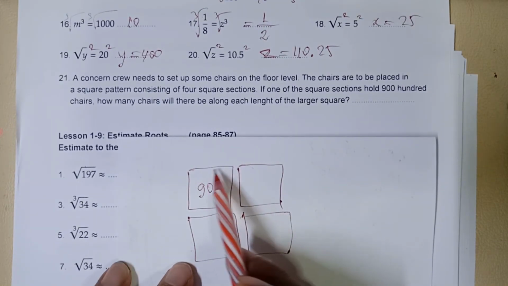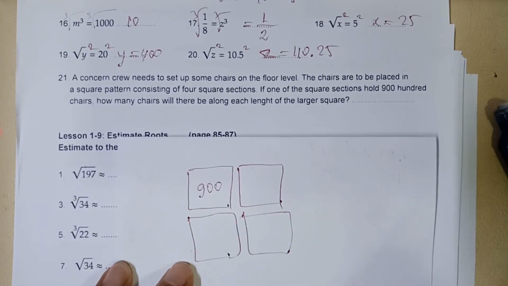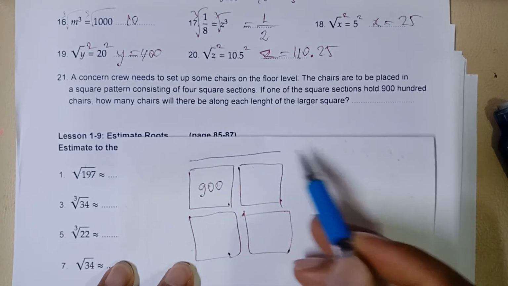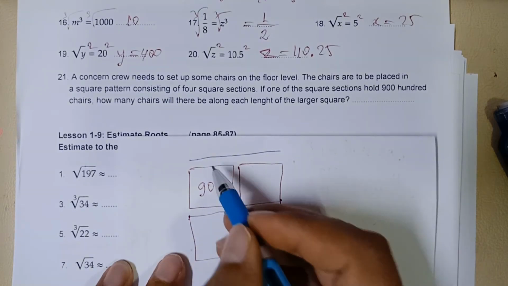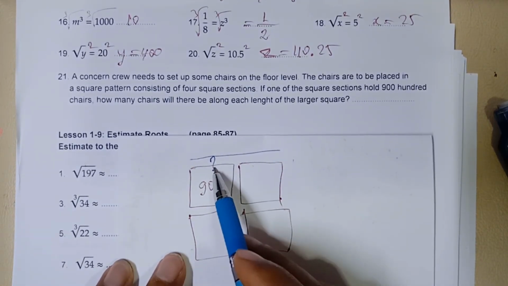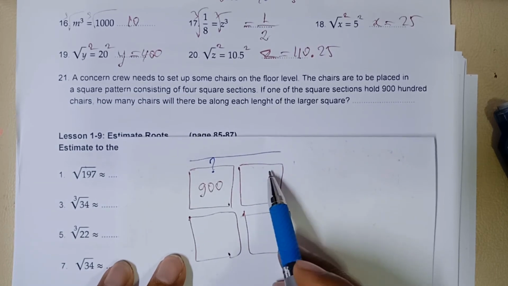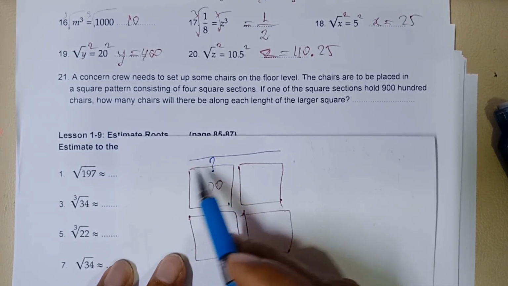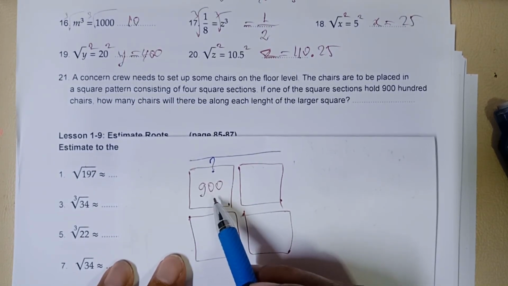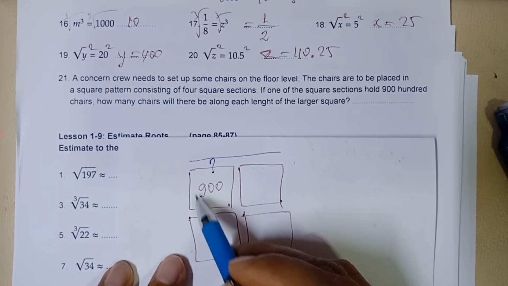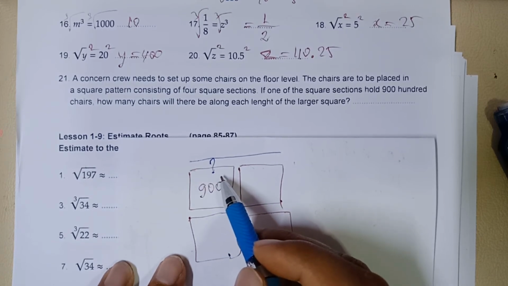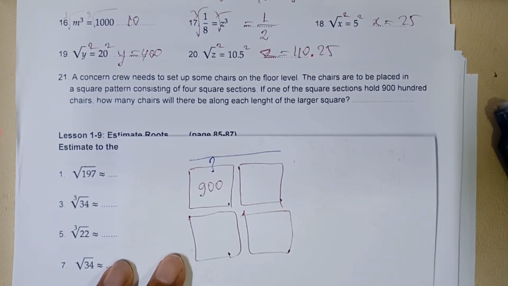Okay, so they ask how long it is from this side all the way to this side. If you find one side you can find the other side because it is all square. But first you need to find the length of this. When you find this length, you can also find this length because they are the same. So this square section here makes 900. To get the side length of the square, you use the square root of 900. The square root of 900 will give you 30.